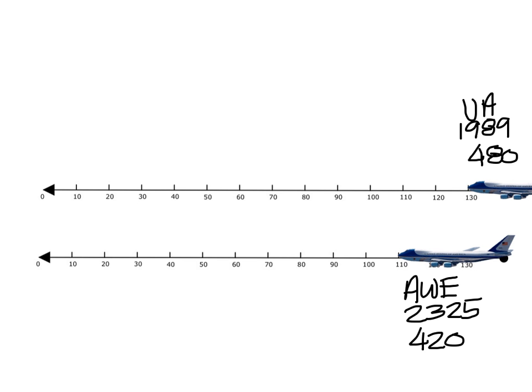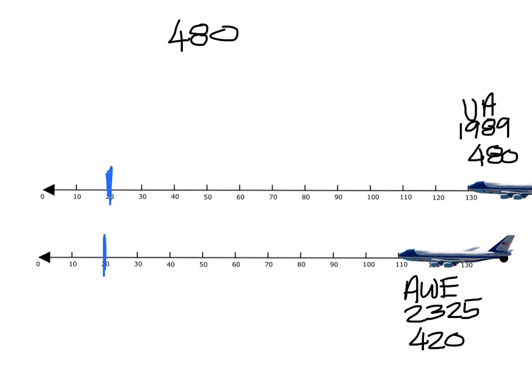In this problem, UA 1989 is traveling 480 miles per hour. We want to see how long it's going to take that plane to reach this. And then AWE 2325 is traveling at 420 miles per hour. We want to see how long it's going to take it to reach that point as well. For UA 1989, what information do I know that I can plug in? It's going 480 miles per hour, so we'll put that here. What else do we know?